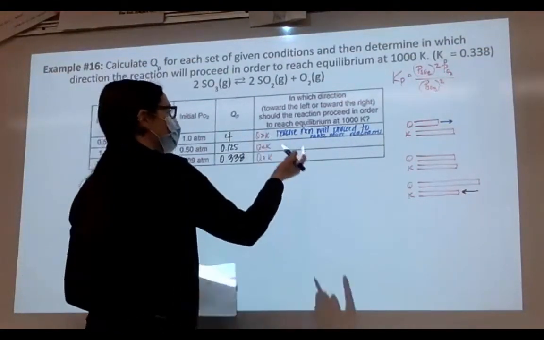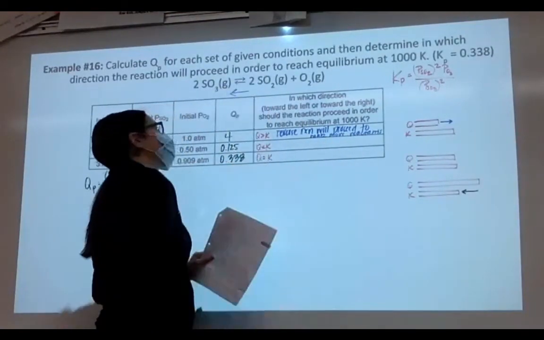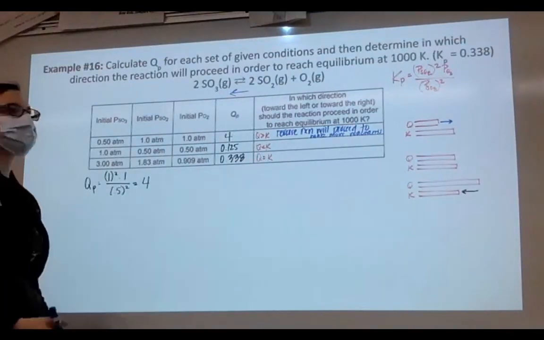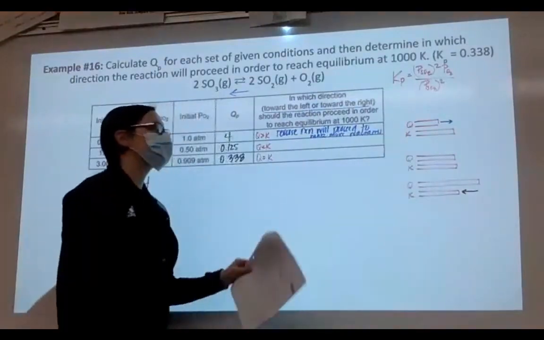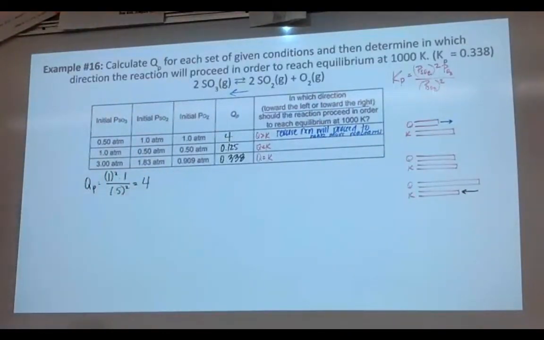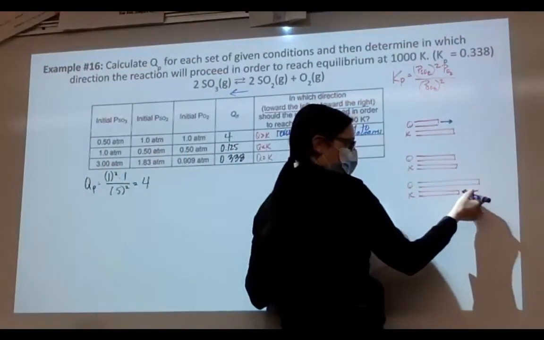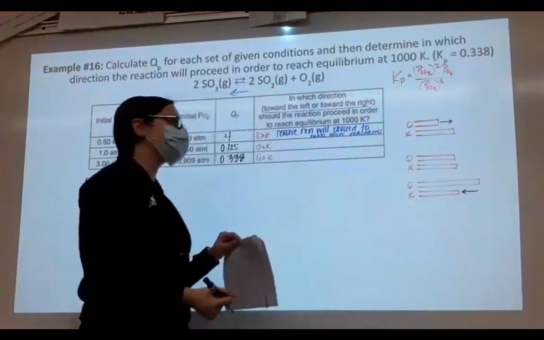Right? Or when it says toward the left or toward the right, that means we would say it would proceed to the left. The arrow points to the left. You can think about which way the arrow will point. Will the arrow point to the left? Will the arrow point to the right? It's just these arrows right here. This arrow points to the left. It's going from products to make more reactants.